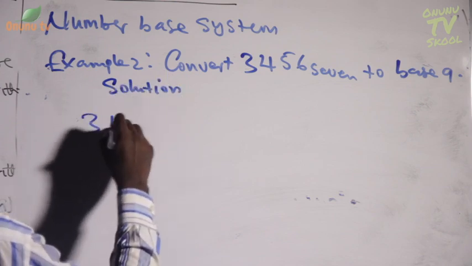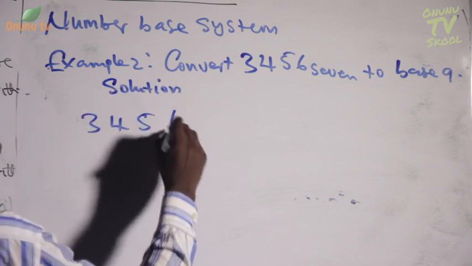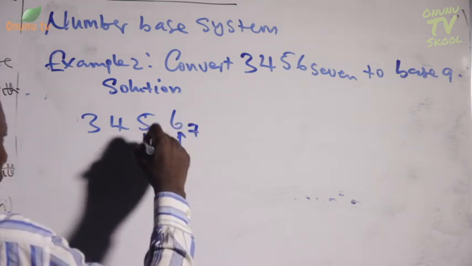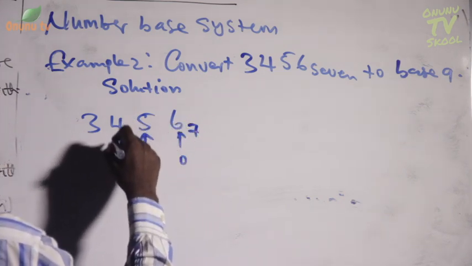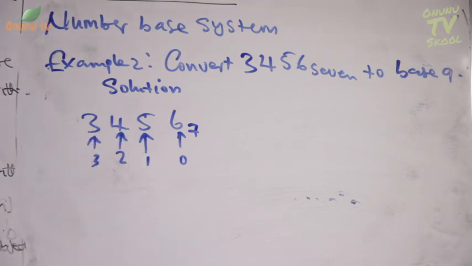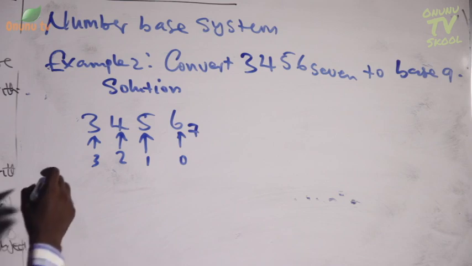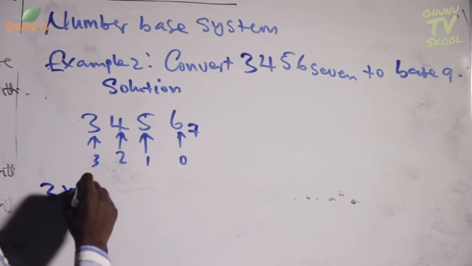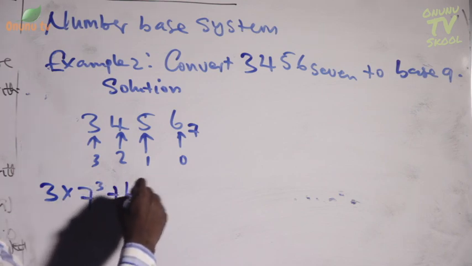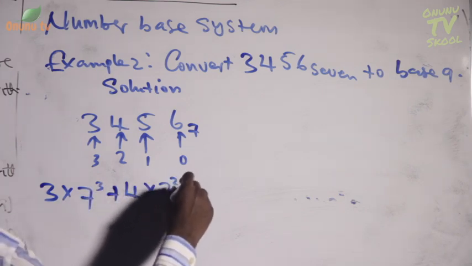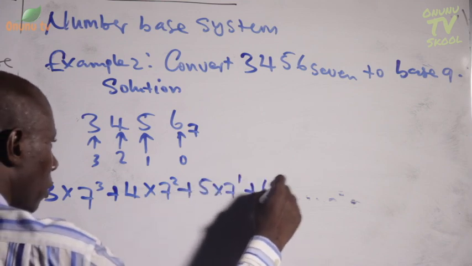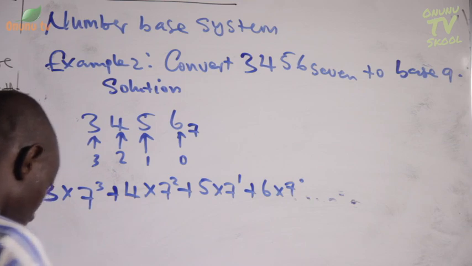We have 3456 base 7. Here is 0, here is 1, here is 2, here is 3. Now, we start with our regular expansion. We say 3 times 7 raised to the power 3, plus 4 times 7 raised to the power 2, plus 5 times 7 raised to the power 1, plus 6 times 7 raised to the power 0.